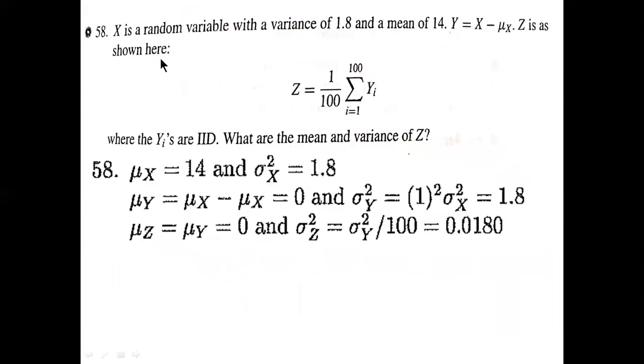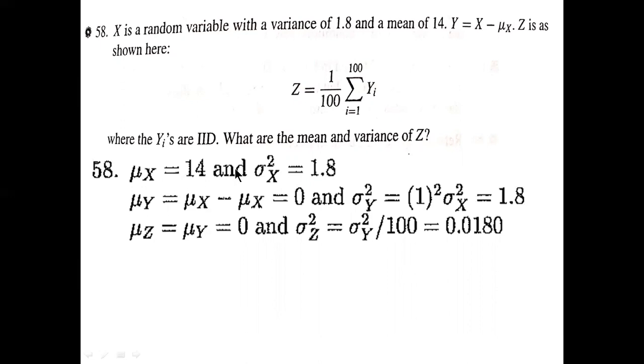Let us consider another example where x is a random variable with variance 1.8 and mean equal to 14. Why we are considering it as x minus mu x, that is shown here as 1 by 100 multiplied by the sum for i equal to 1 to 100 of that term. So this is the mean here, that is the mean of y. So the expectation of y will be equal to the expectation of x minus expectation of mu x, that is mu x minus mu x, that will turn out to be 0.